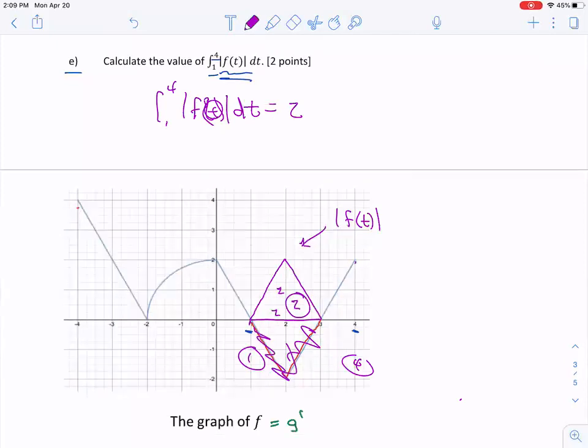And then I also need to include this portion right here. That was 1 by 2, 1/2 times 1 times 2. That's going to have 1 unit. So that's going to be 1. So the value of that definite integral from 1 to 4 of the absolute value of f of t dt is equal to 3.